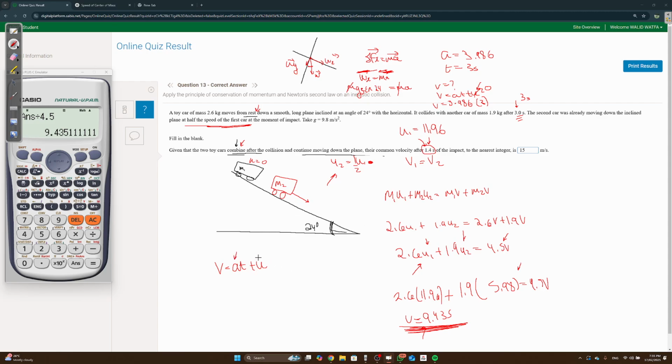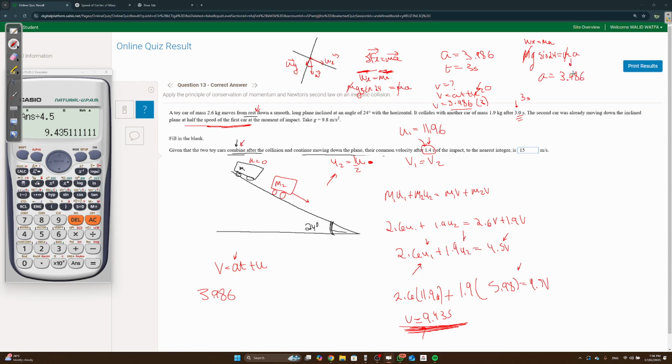Do you need to find the acceleration? Yes and no. We already found that the acceleration is 3.986. Someone's going to come tell me, Walid, isn't it like a different weight now? Why is the acceleration the same? Take it as a rule. You're always going to get Wx is equal to ma, so mg sine 24 is equal to ma. No matter what you do, these masses will cancel. So you're always going to end up with the same acceleration, which is g sine 24, which is 3.986.